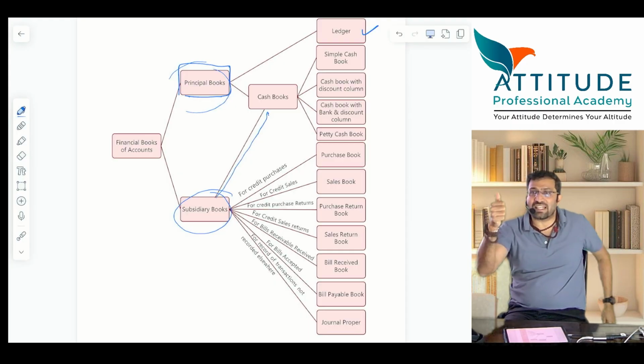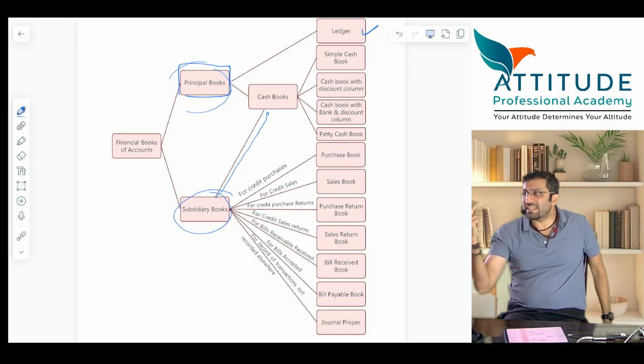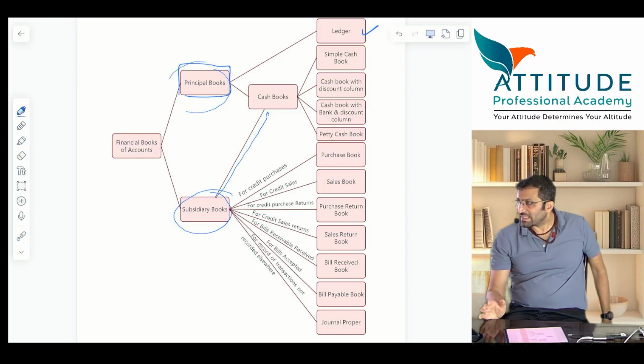All other books, purchase book, purchase return, sales book, sales return, bills receivable, bills payable, are not in the form of an account. Is that clear? They are in the form of what? A normal statement. That is why you have to prepare a separate ledger account. So the purchase day book is a subsidiary book, but it is not a ledger. It is not a principal book.